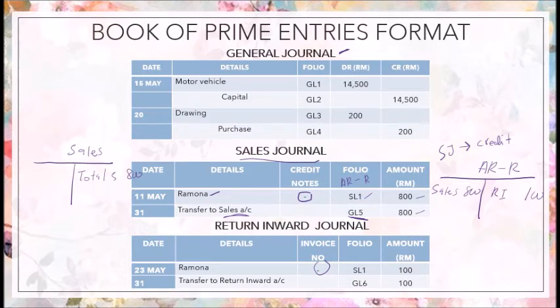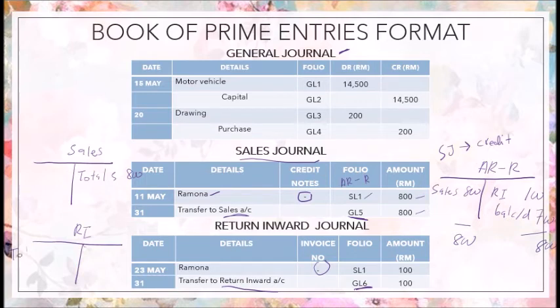Okay. Tapi tak balance. So kita akan letak balance CD 700 kat sini. So you will get 800 and 800 here. Understand? So kat sini kita ada GL6 lagi. So maksudnya kena buka satu lagi general ledger untuk return inward. And lepas tu dia letak return inward, dia letak transfer to return inward account.